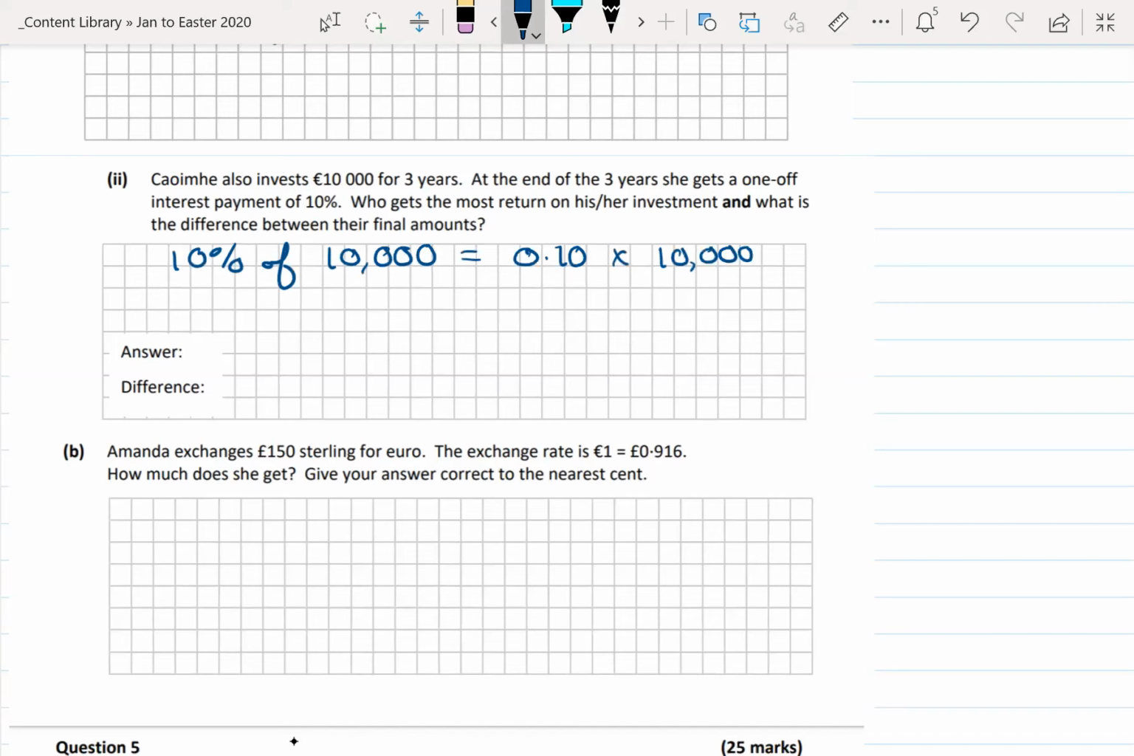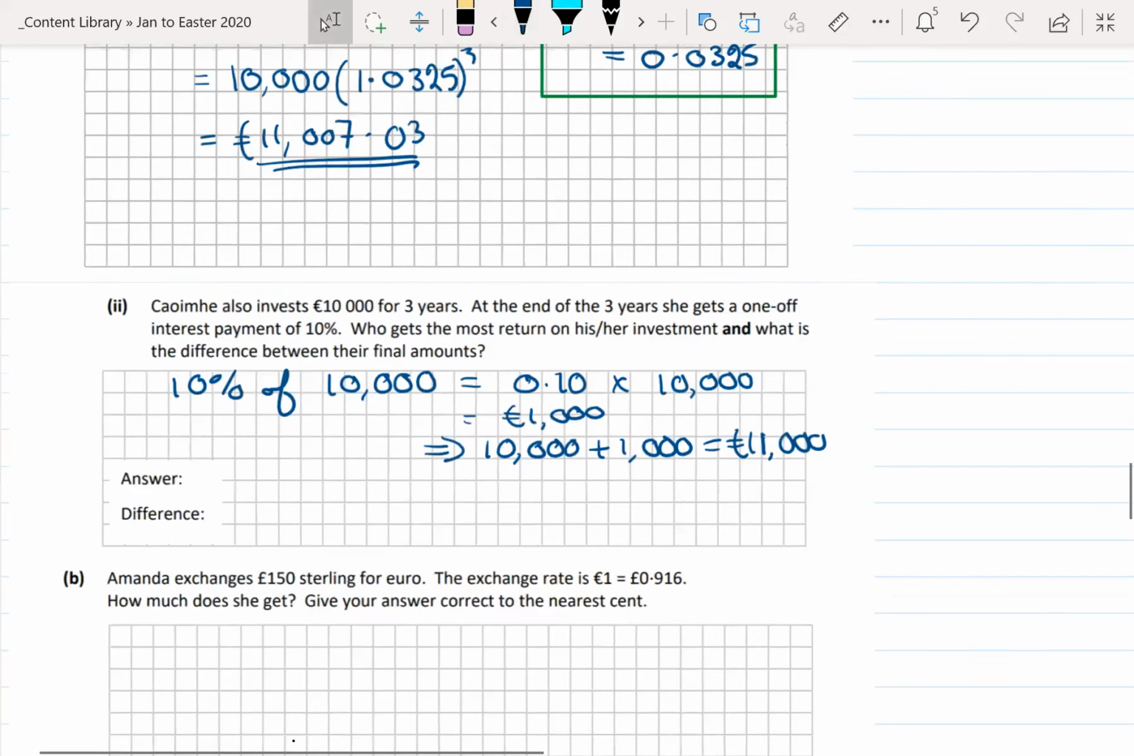That works out at 1,000. So that's how much she gets. Now that's interest, so we need to add it on to her 10,000. So it'll be 10,000 plus her 1,000, which gives her 11,000. Okay. This gives her 11,000. Now, we have to compare the two amounts.